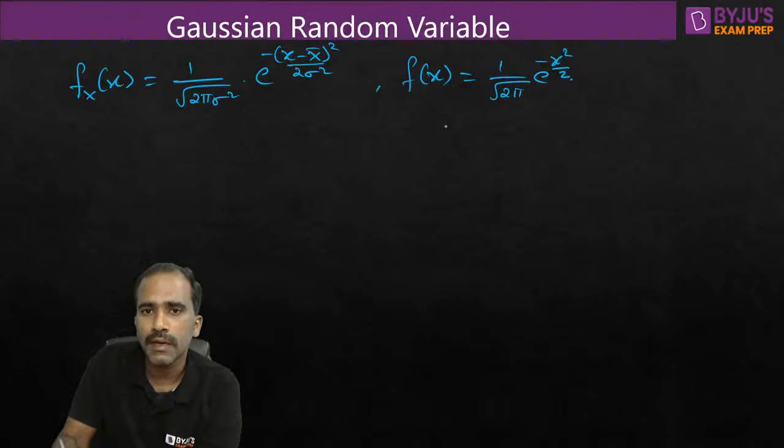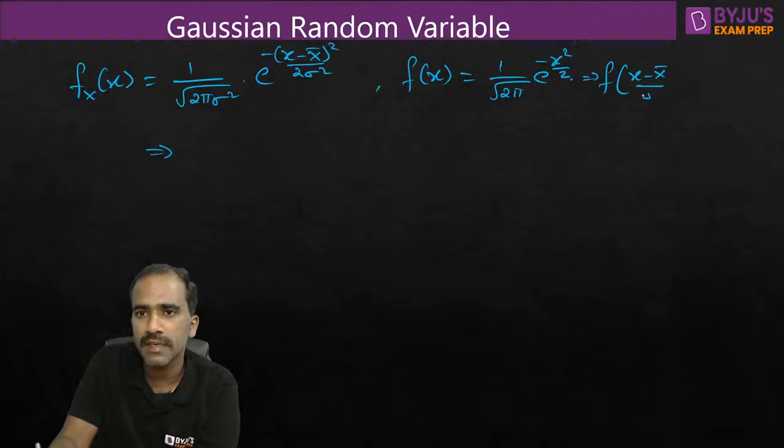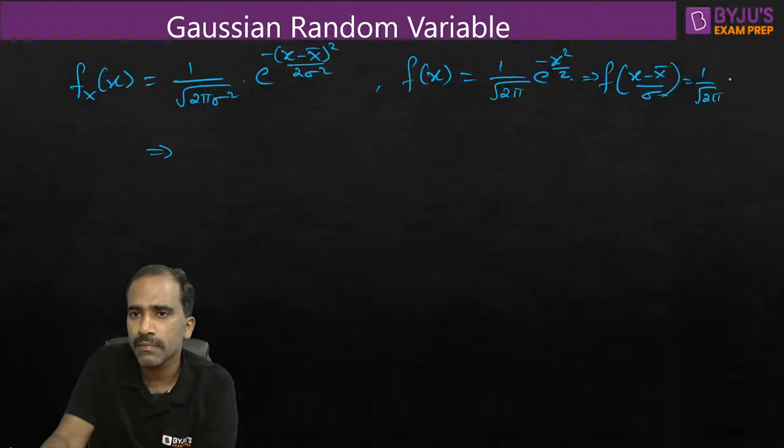Now, what is the relation between these two? From this, I will substitute in the normalized Gaussian function x with (x minus x bar) divided by sigma, so that I get a function similar to this. Now this will be 1 by root 2 pi into e power minus (x minus x bar) whole square divided by 2 sigma square. See this?